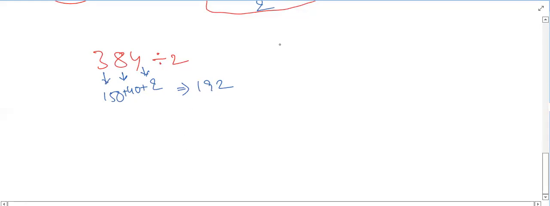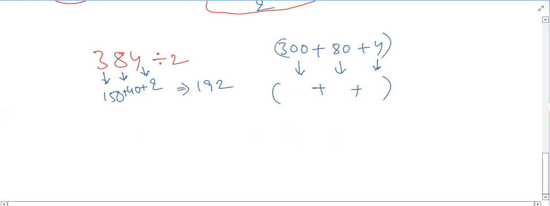Split and add. So I'm splitting 300 plus 80 plus 4. Individually, I'm taking the half, and then finally we are adding those resultant numbers. Got it? Yes, sir. For 384 only, it is this much lengthier, and I suggest you do direct division. Yes, sir, the direct one.